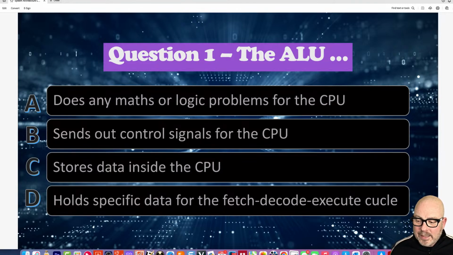So what is it that the ALU does? Does it do any maths or logic problems? Does it send out control signals for B? Does it store data inside the CPU? Or does it hold specific data for the fetch, decode, execute cycle? What do we think? Is anyone going to put an A, a B, a C or a D into the comments?